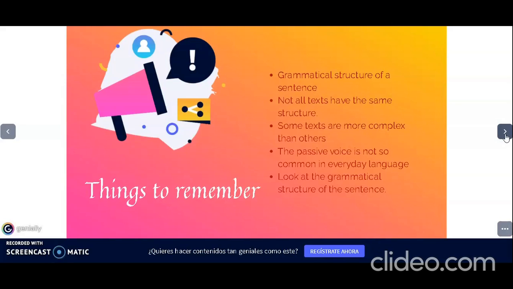4. The structure of a sentence in the passive voice is not so common in everyday language. However, it is very important to know how to build sentences in the passive voice in order to acquire a good level of grammar in English throughout the learning of the language. And 5. To differentiate the active voice from the passive voice, it's essential to look at the grammatical structure of the sentence.